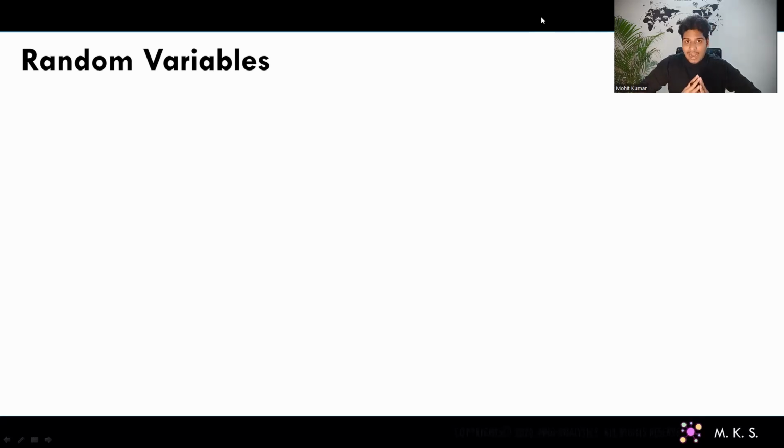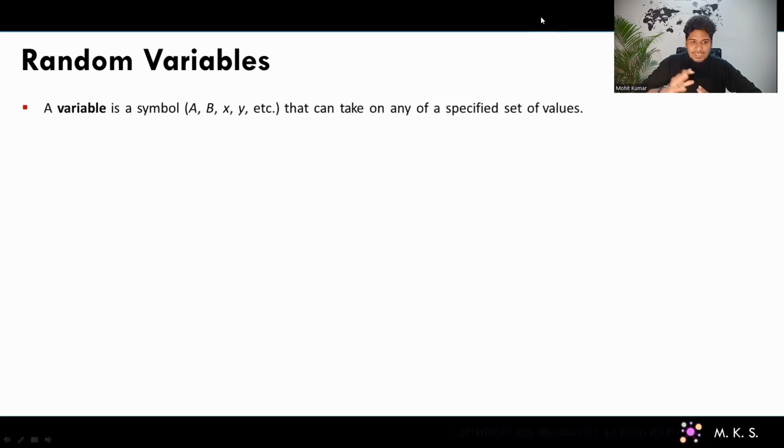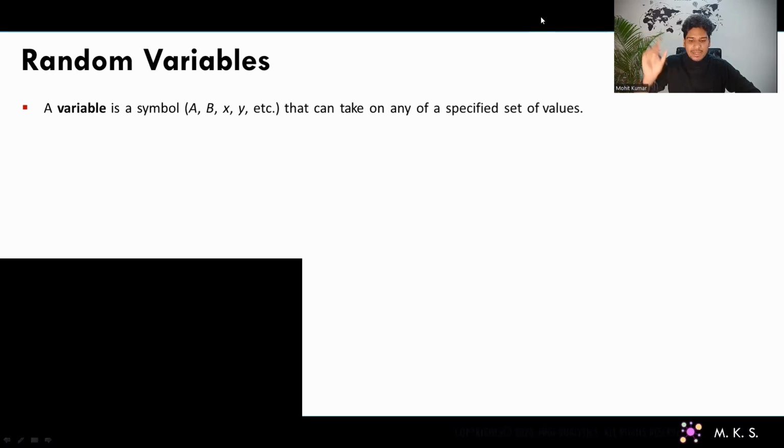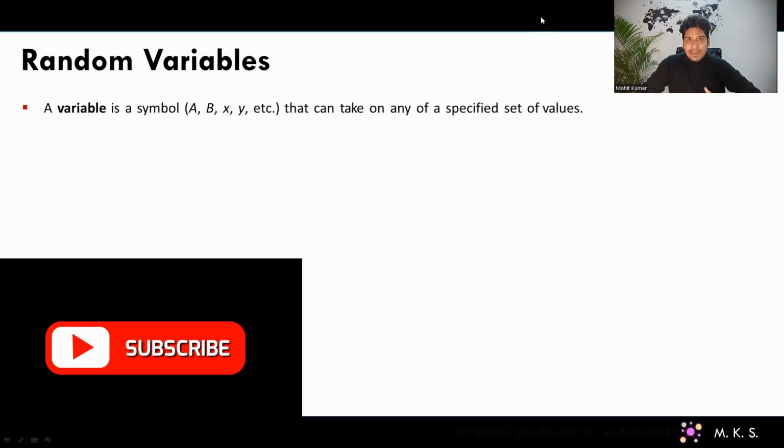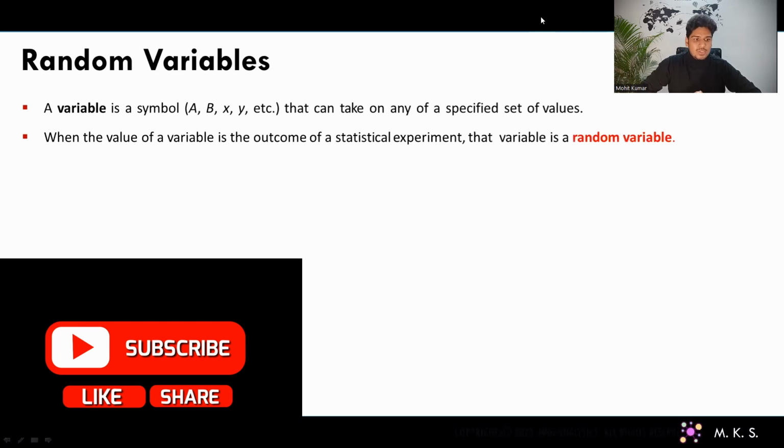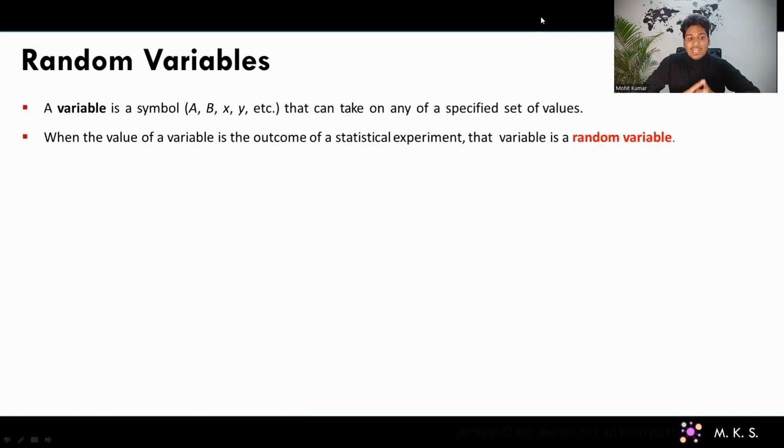Now, when we talk about random variables, right? So first of all, let's understand what is a variable. A variable is a symbol that can take on any of a specified set of values, right? It can take any value. That's why we call it a variable. Now, when we talk about a variable in terms of statistics, the value of a variable is the outcome of a statistical experiment. So this is the most important part over here. Outcome of a statistical experiment, that variable which is taking these outcomes or storing those values, we call it a random variable.